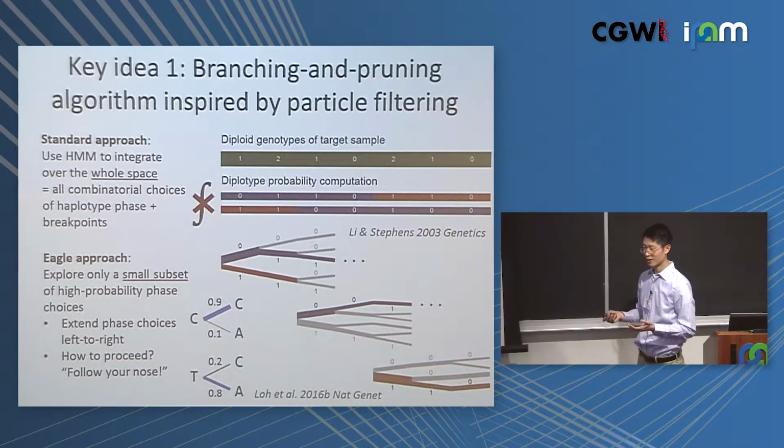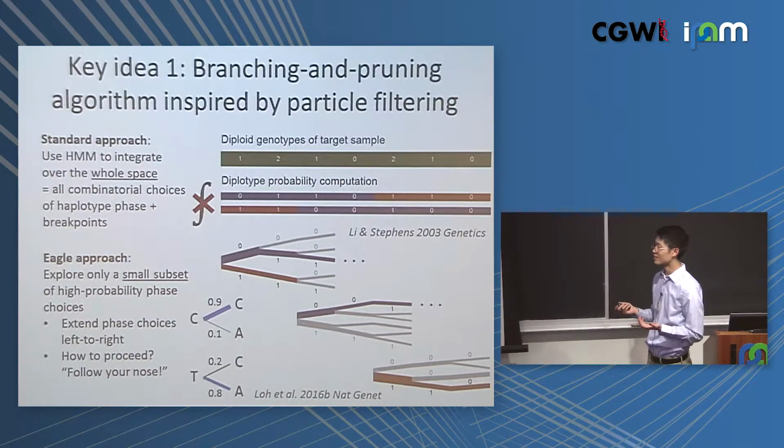If I handed out a quiz where I gave you an individual sequence to phase and a bunch of reference haplotypes, what would you do, if you just had to do the best job that you could in the next 5 minutes? Well, you probably wouldn't start by building a hidden Markov model and writing down a whole bunch of states and computing a dynamic programming table.